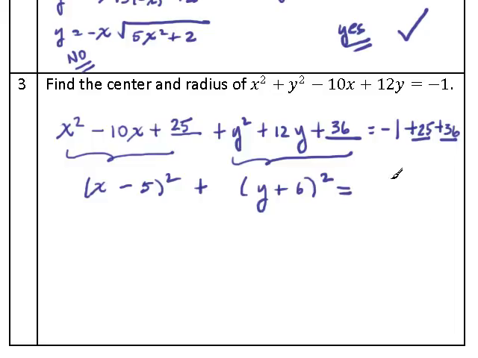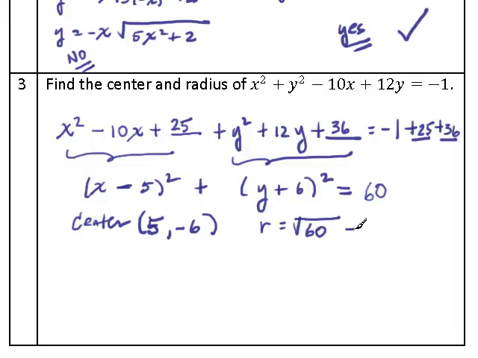And on the right, add these up, and we have 60. So we have a center of 5, comma, minus 6. Whatever, if there's a negative here, the coordinate's going to be positive. If there's a positive here, the coordinate's going to be negative. So that's the center, (5, minus 6), and the radius is the square root of 60. And we can simplify that, the square root of 60, that's the square root of 4 times 15, or 2 square root 15.